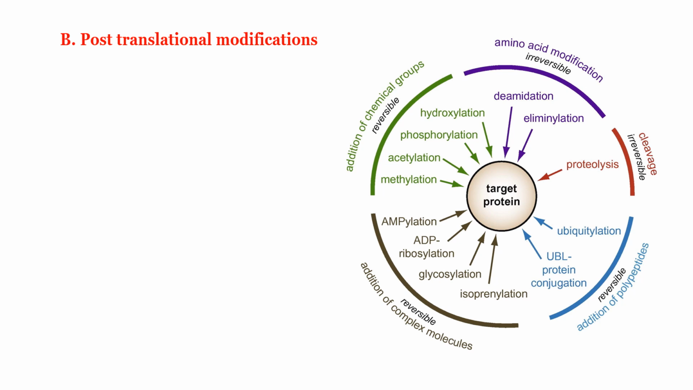Post-translational modifications. Post-translational modifications do occur in prokaryotes and in eukaryotes, but the nature of post-translational modifications in prokaryotes and eukaryotes varies significantly. There are different kinds of modification: amino acid modifications like deamidation and elimination; then cleavage, meaning proteolysis, removing some parts of the protein to make it active; then ubiquitination, then UBL protein conjugation, and then addition of complex molecules like AMP, ADP ribosylation, adding of glucose, so glycosylation, isoprenylation, and then addition of certain chemical groups like hydroxyl, phosphate, acetyl, and methyl groups. All of these things are required to make a eukaryotic protein fully functional.